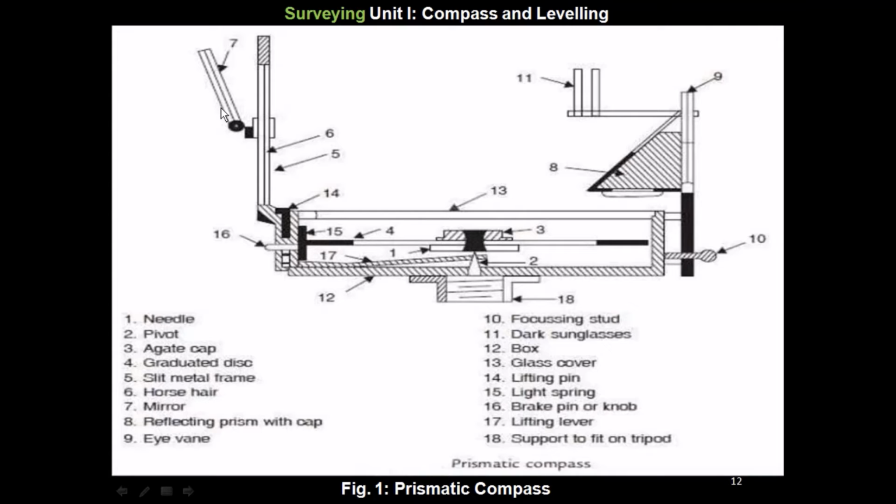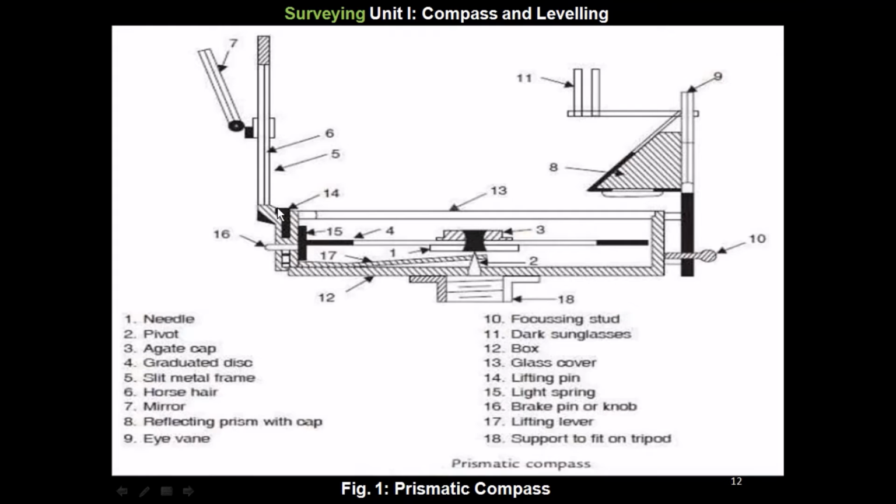Then this is the reflecting prism with cap. Then this is the eye vane. This is the focusing stud. Then these are the dark sunglasses. This is the box of the prismatic compass. This is the top glass cover.